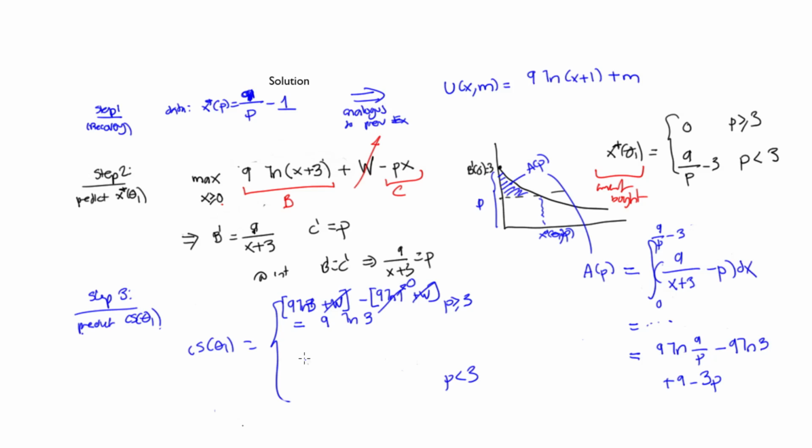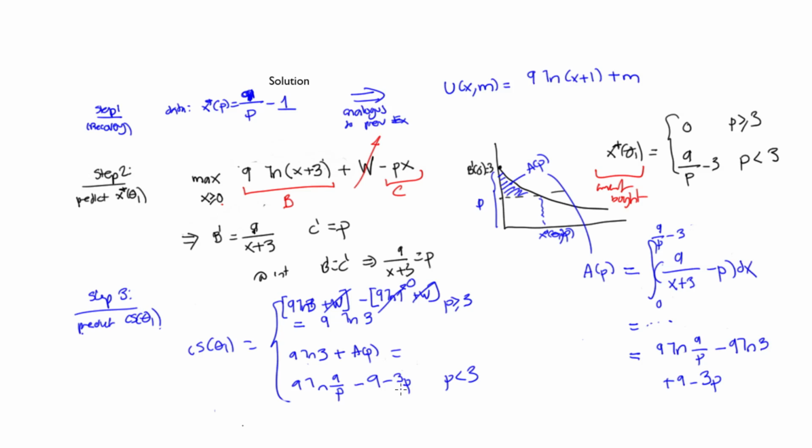Is the surplus from the first 3 units, which is 9 log of 3, plus this area of p that we just computed. And if you do the algebra, this term and that term cancel, so you will just get the expression 9 logarithm on 9 divided by p minus 9 minus 3p.